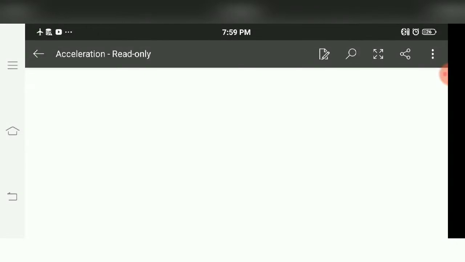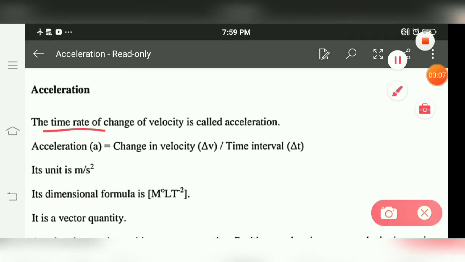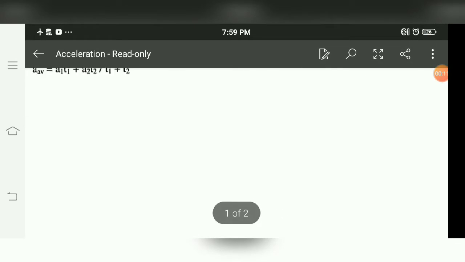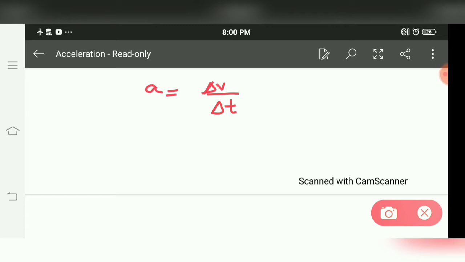The topic we are now going to discuss is acceleration. So acceleration is what? It is the time rate of change of velocity. Acceleration means how much change in velocity is occurring with time. This will give us acceleration. This is again a vector quantity.